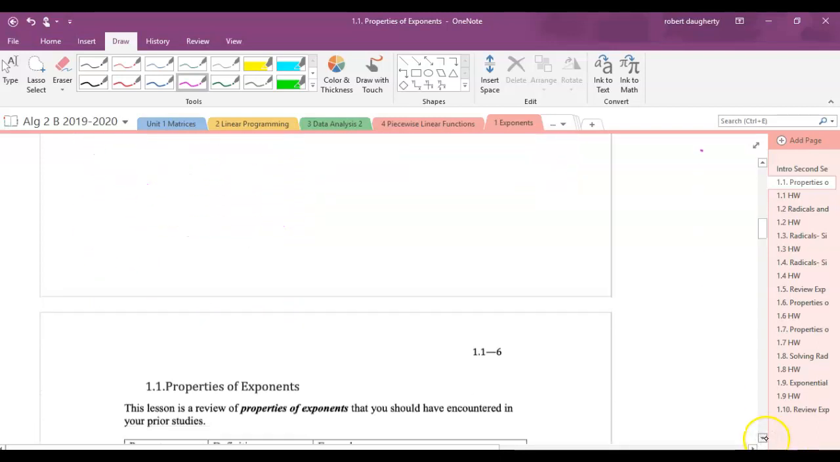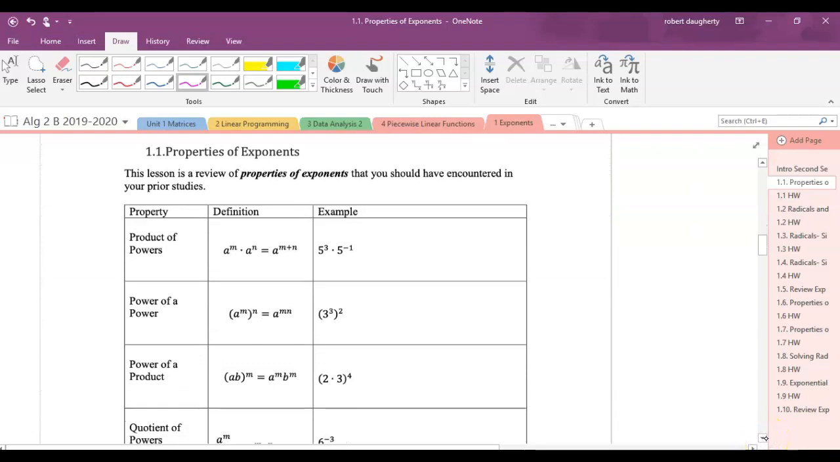So let's talk about properties of exponents. This is going to be a review of properties of exponents. You should have seen this in a past life, in a past math class, but we want to talk about different properties of exponents, okay? What you need to think about when you think about exponents, it's really just repeated multiplication. So for example, 2 cubed, okay? You know that 2 cubed is what? It is 8.